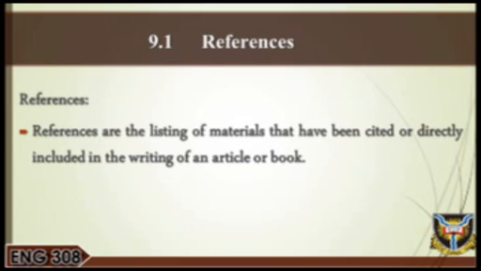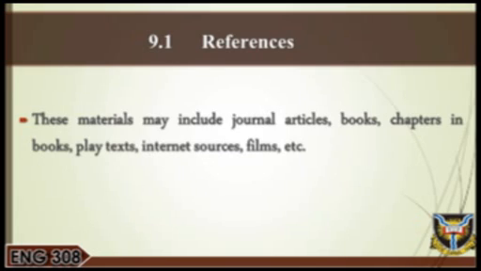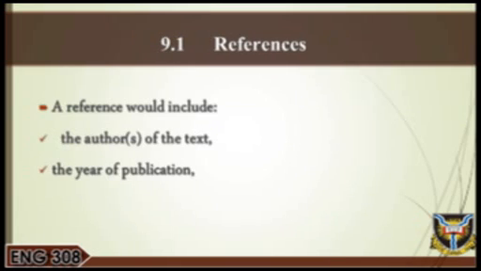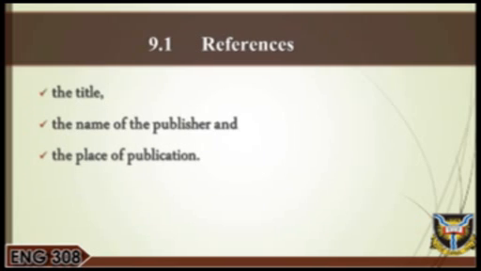References. References are the listing of materials that have been cited or directly included in the writing of an article or book. These materials may include journal articles, books, chapters in books, play texts, internet sources, films, and so on. A reference would include the authors of the text, the year of publication, the title, the name of the publisher, and the place of publication.